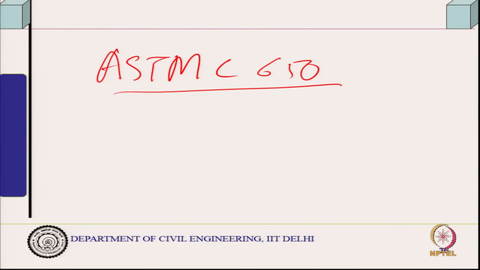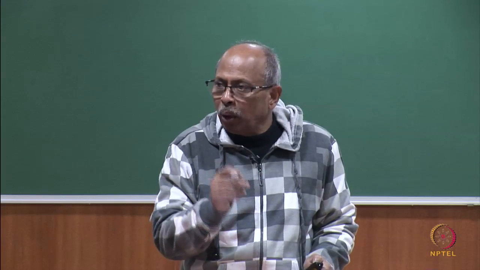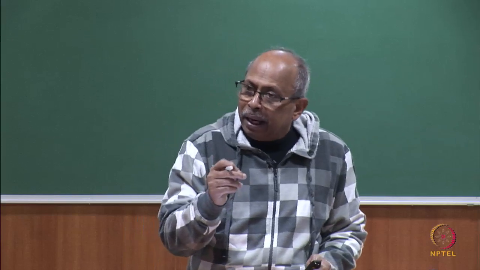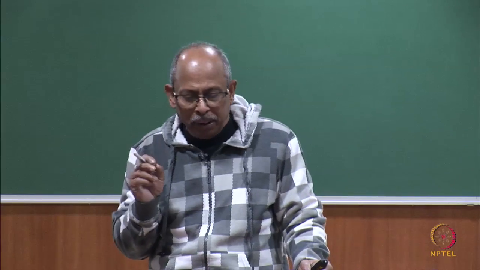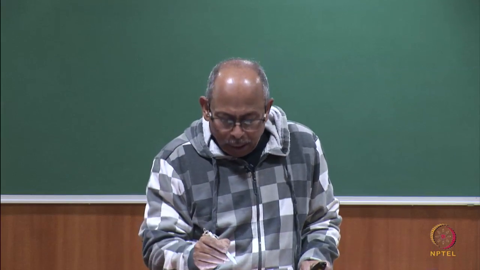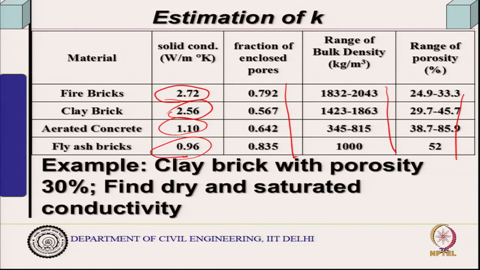So, that is how you go about it, find out the pores, and then using this porosity value, because P was needed in the model, Ks has been estimated from the P values, because in the model A1, A2 etc. are functions of P. I will just take an example and show you. So, solid conductivity of fire bricks, clay brick, aerated concrete, fly ash bricks, and their fraction of enclosed pores, range of densities, range of porosities. This can be determined.